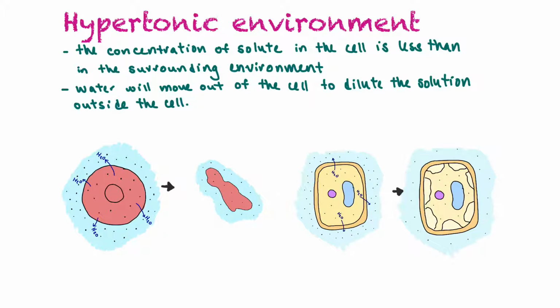So if water is leaving the cell, if it's an animal cell, it will shrivel right up, and then it will be unrecognizable. In a plant cell, what happens is the water leaves, the cell wall still retains its shape, but the cell is said to plasmolyze, so basically it dehydrates from within. So the vacuole would lose water, everything would just kind of condense in on itself.